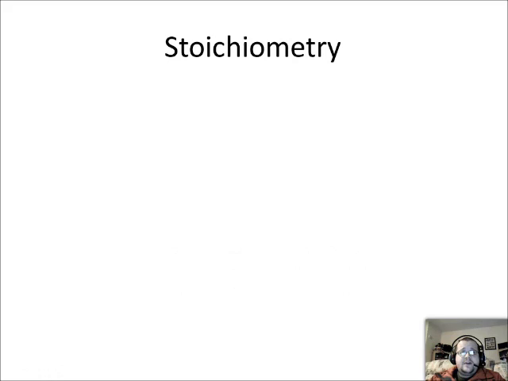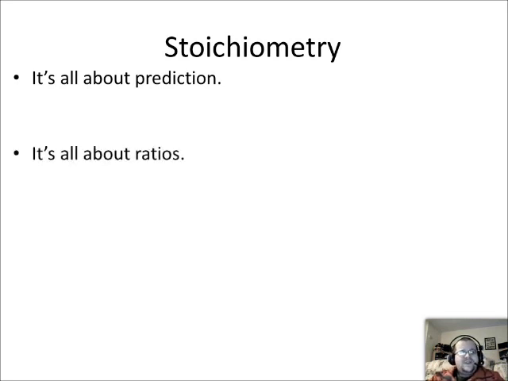Now let's start out with stoichiometry. Stoichiometry is all about prediction. We're going to be predicting the amount of material that we're starting with, or the amount of material that we're going to be producing. And we're going to move on to this concept of ratios in stoichiometry, where we say, okay, is it a 1-to-1 ratio? Am I producing the same amount that I'm starting with? Or do I have a 1-to-2 ratio perhaps? Am I producing double of what I'm starting with in terms of moles?